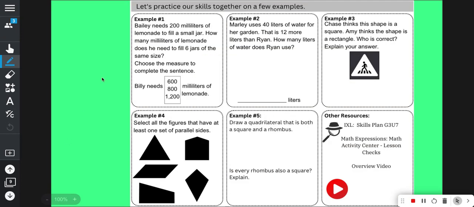All right, now it's your turn to get started and try to give these a whirl. Pause the video and then resume when you're ready to check your answers.